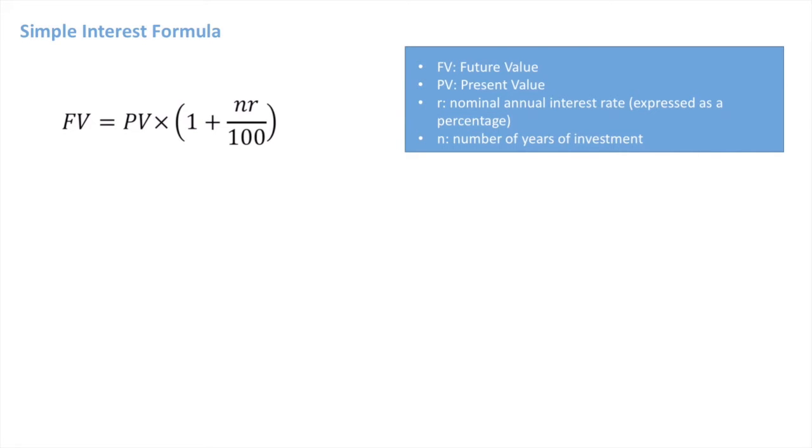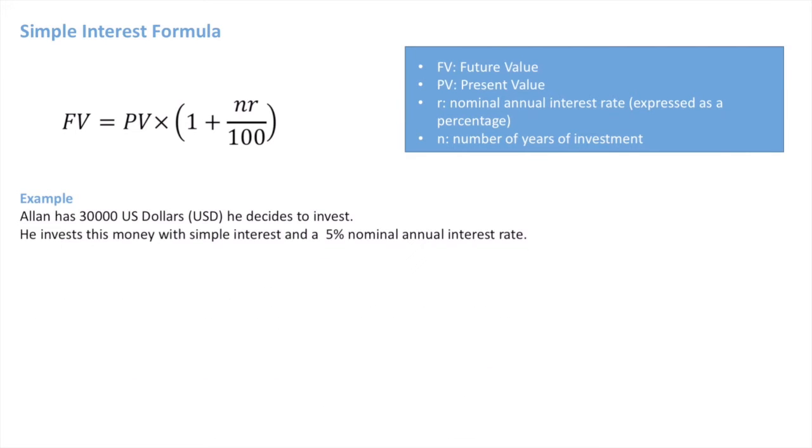Now let's go right ahead and see how we can use this formula with an example. We're told Alan has $30,000 US he decides to invest. He invests his money with simple interest and a 5% nominal annual interest rate. How much will his investment be worth after the 4 years?